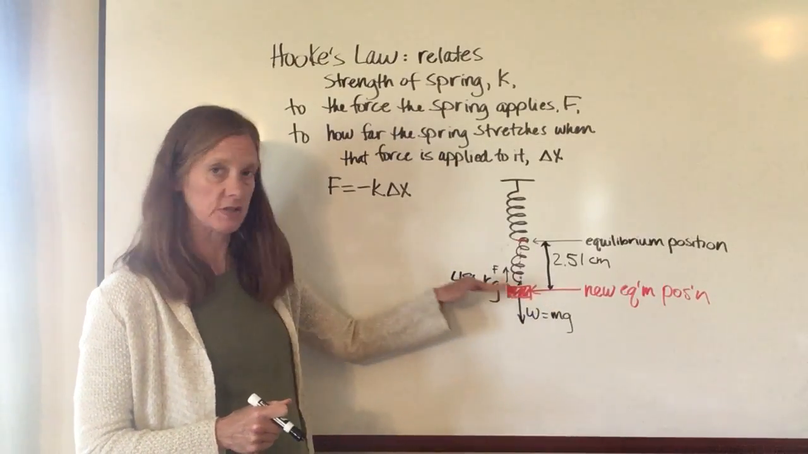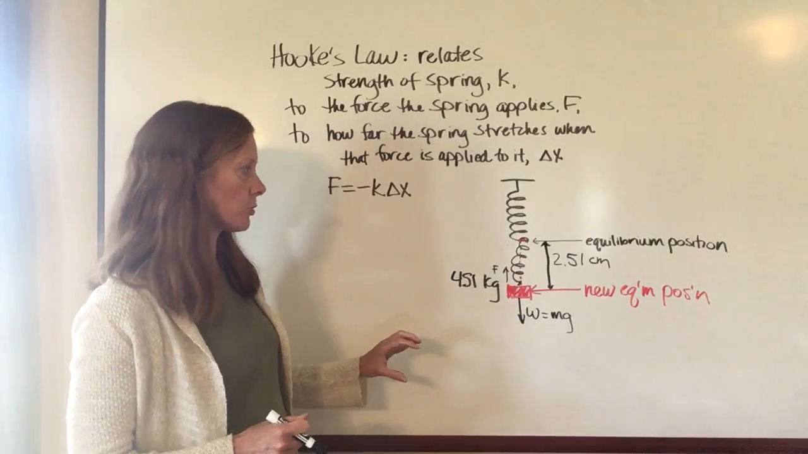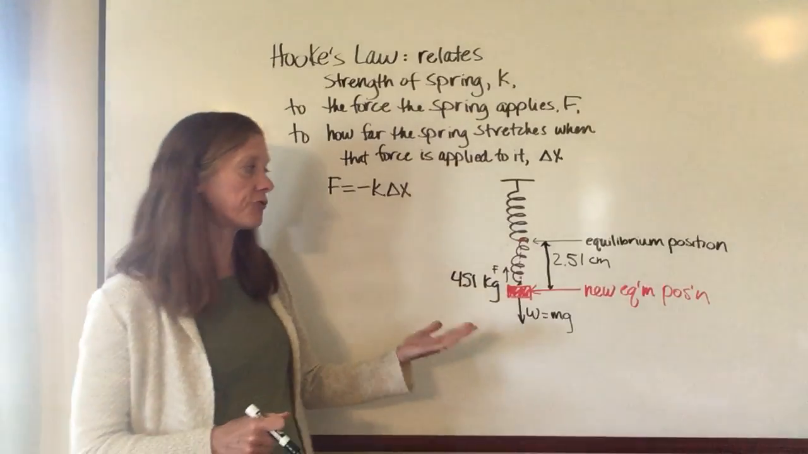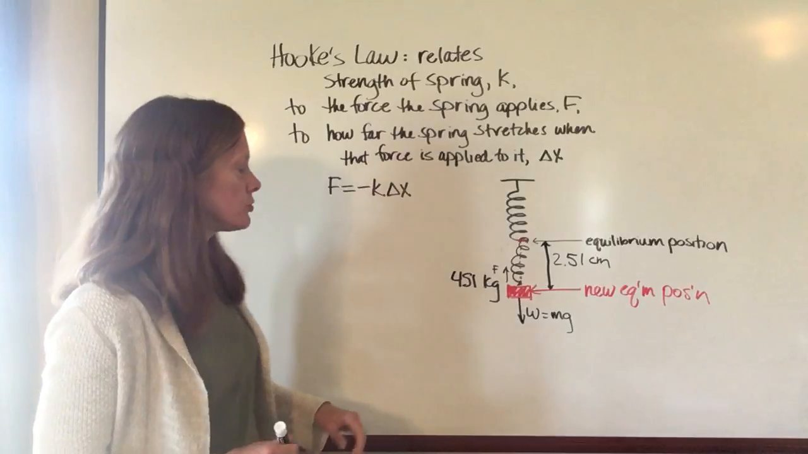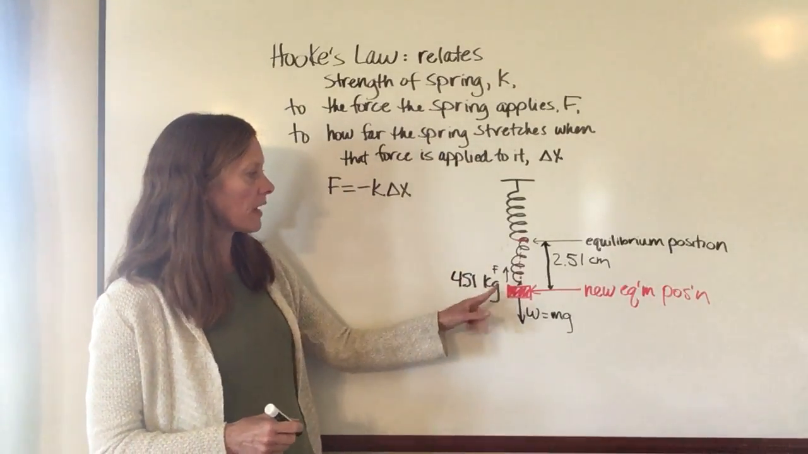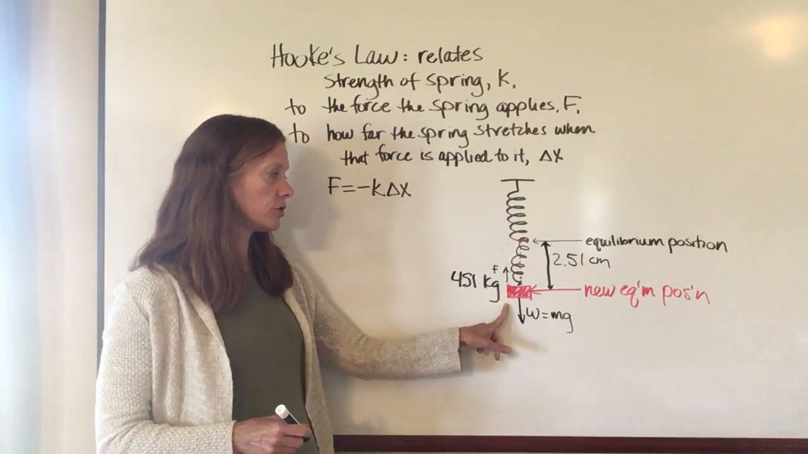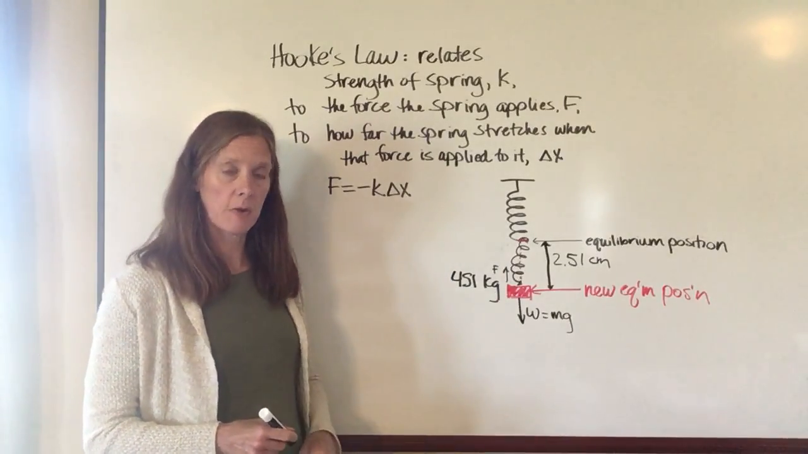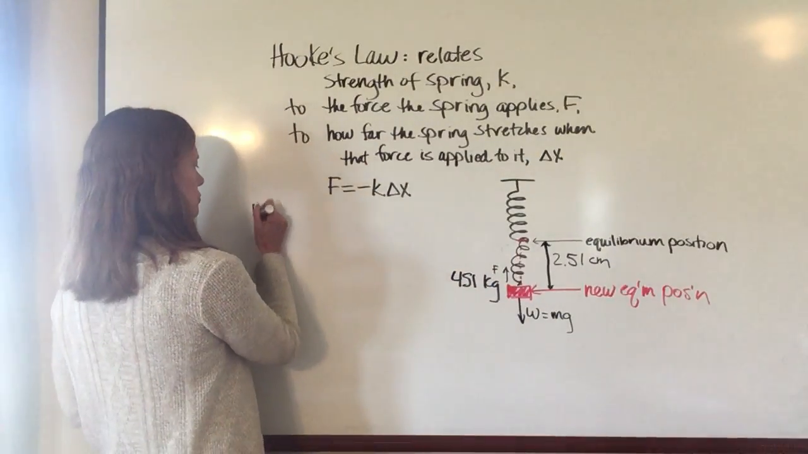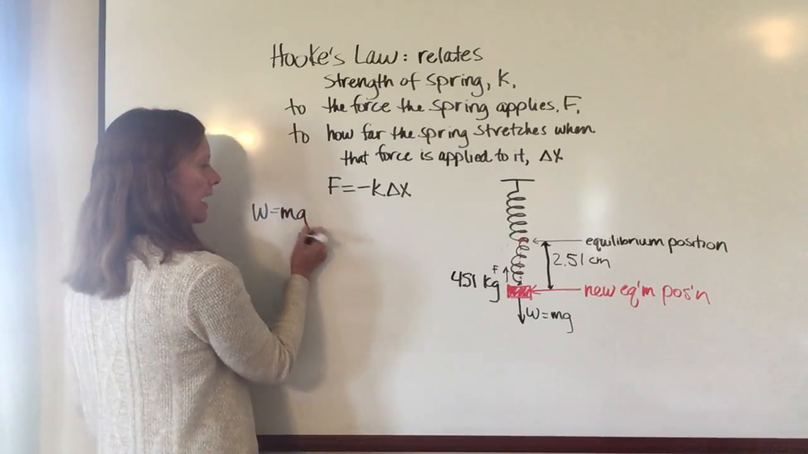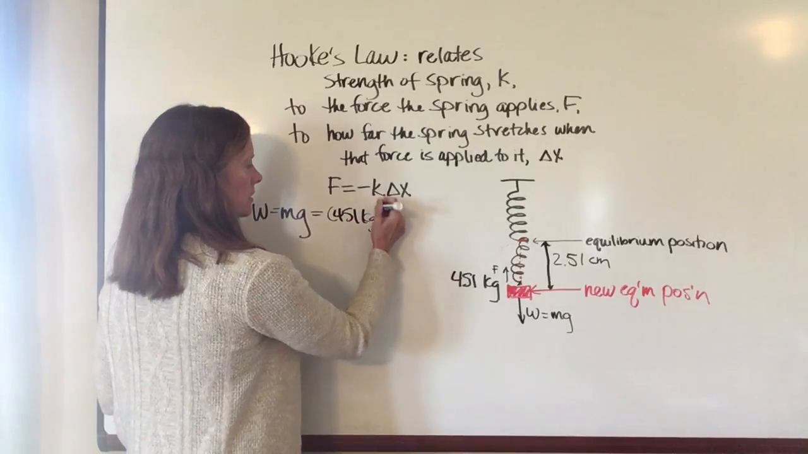Again, keep in mind, this object is not moving, so these two forces are going to be equal in magnitude, but opposite in direction. And the equilibrium position, we define it as being the place where there is no net force acting on it. So to determine the total amount of the force that the spring is exerting on this mass, I only have to determine the weight of the mass, because I know that they're going to be equal in magnitude.